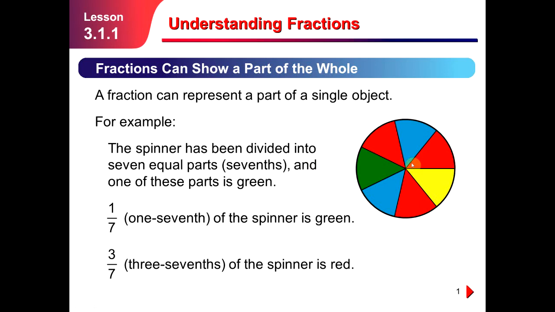If we want to see how many red parts there are, there's 1, 2, 3. Those are the parts. That's 3 in the numerator. There's still 7 in the denominator, so we have 3/7 of the spinner being red.